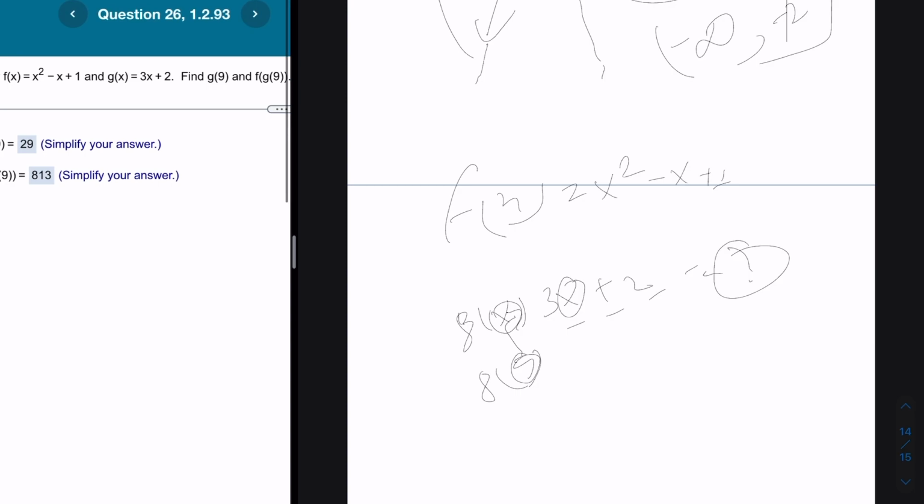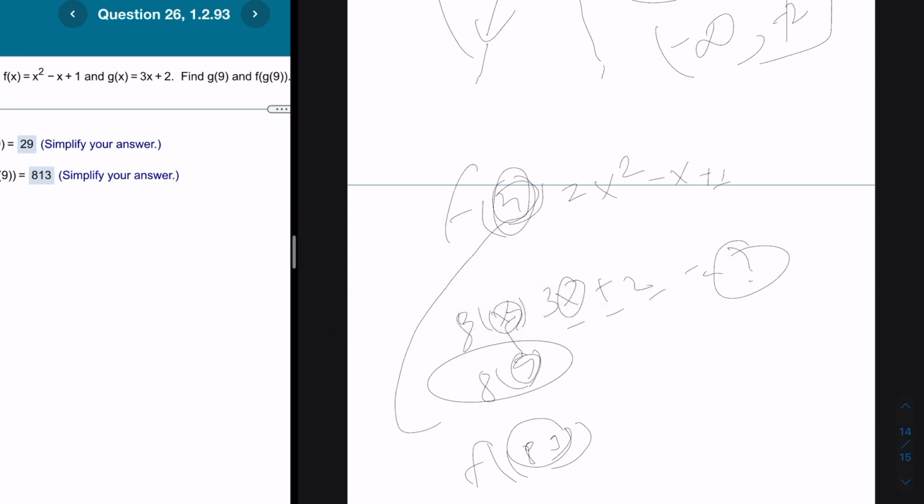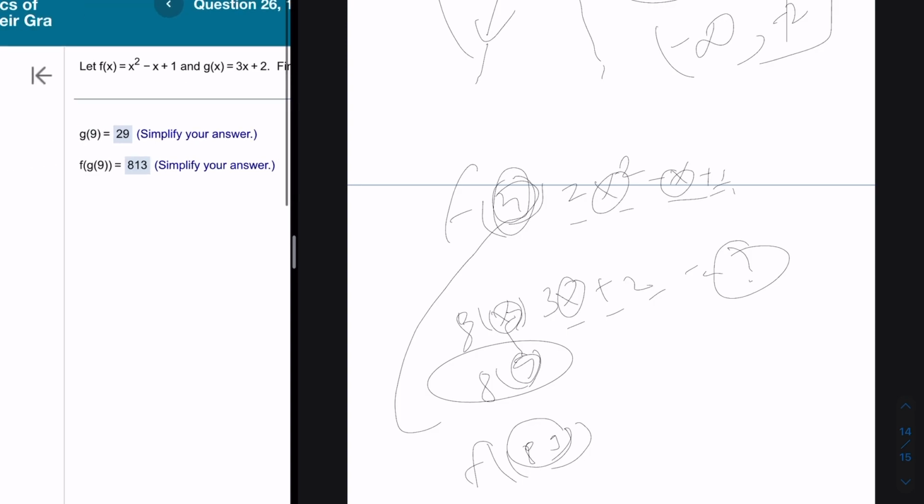f(x) is x squared minus x plus 1. g(x) is 3x plus 2. Okay, so first question is find the value of g(9). This is simple, just plug 9 in instead of x, and it will give some answer, that is the answer. Now second is f(g(9)). So f(g(9)) means instead of x we need to plug in g(9), and we got the value of g(9) here, right? So we will plug this value in for x and you will get the answer. Instead of x, now you will give g(9) squared, then minus g(9) plus 1. That's it.